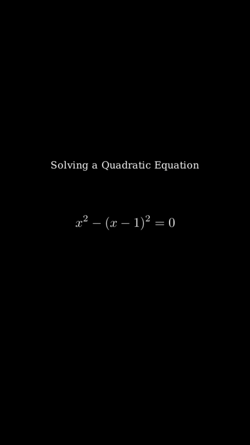Notice that this equation contains a binomial expression raised to a power. To solve this equation efficiently, we need to first expand the squared binomial term rather than trying to factor immediately. Let's focus on this squared binomial term, x minus 1 squared. This is the expression that we need to expand to simplify our equation.